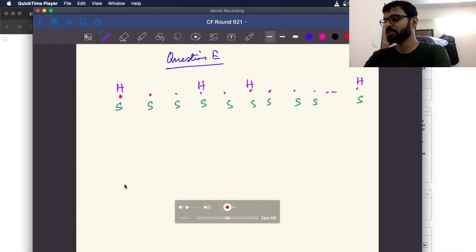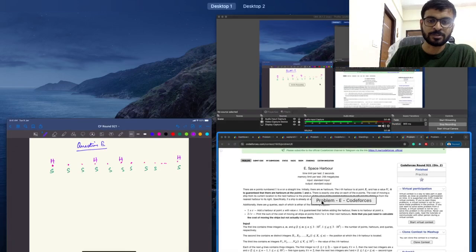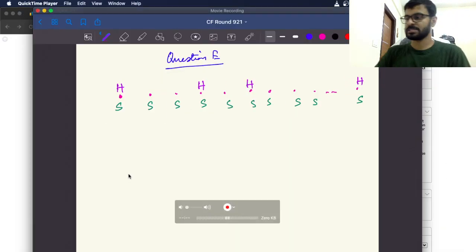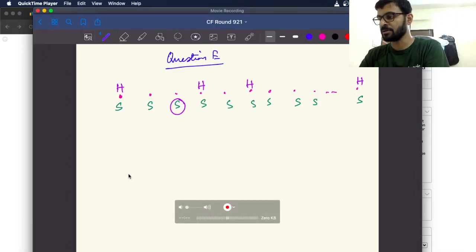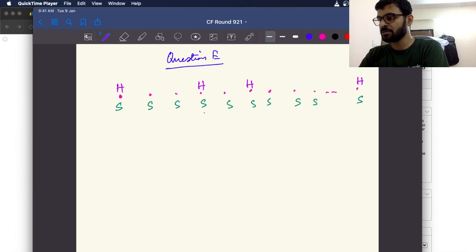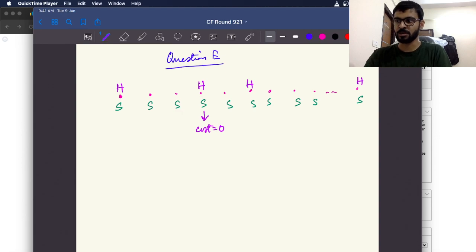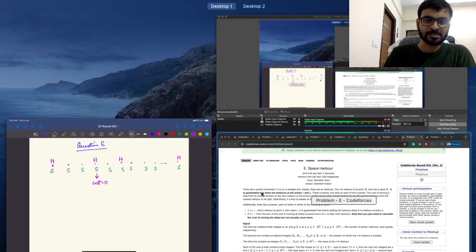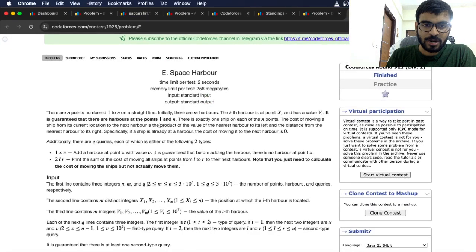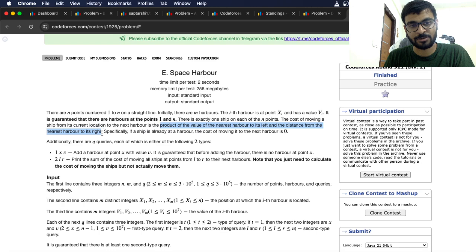So the cost of a ship to move to its next harbor is given over there. For example, this ship is not at a harbor. For this ship, it's already at a harbor, so the cost is 0. It is given in the question. For this ship, it is not at a harbor, so what is the cost of moving it to a harbor? The formula given is the product of the value of the nearest harbor to the left and the distance of the nearest harbor to the right.